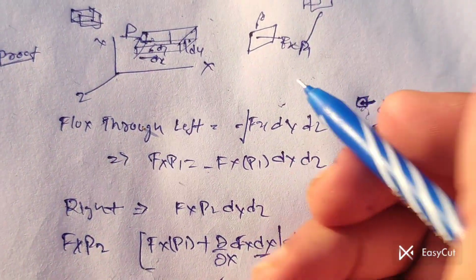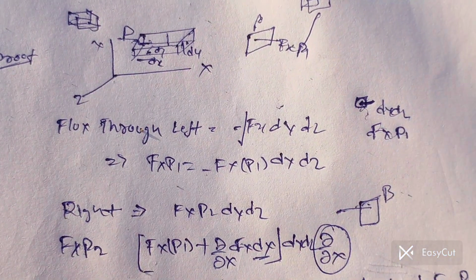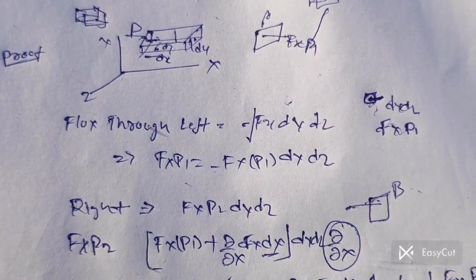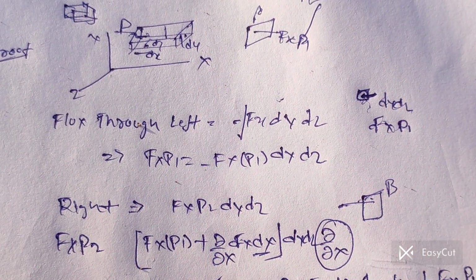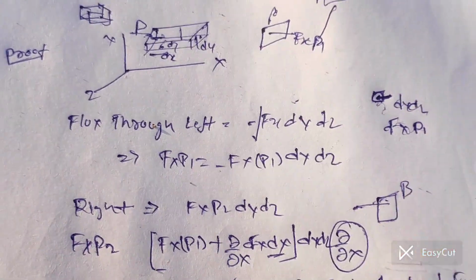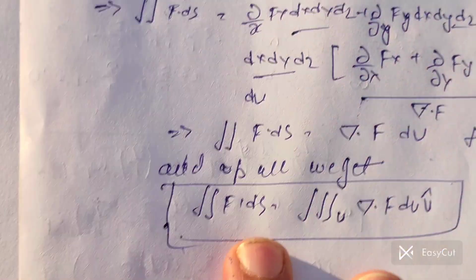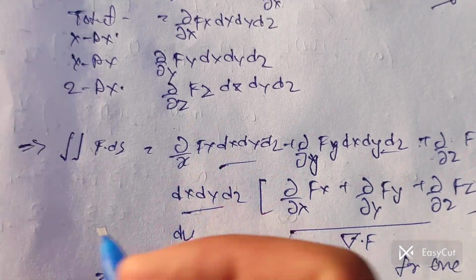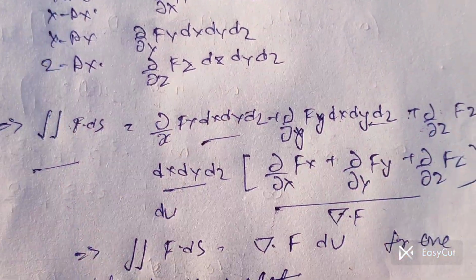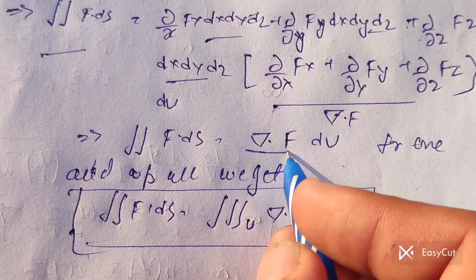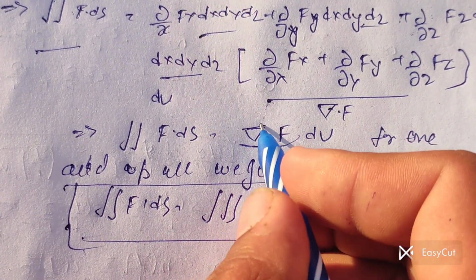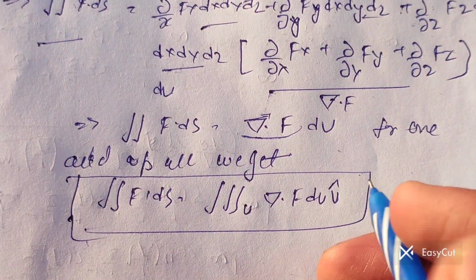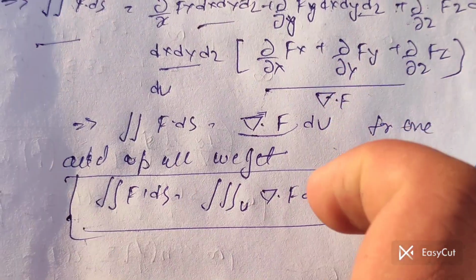Again, first we found the flux through the left face, the x component, and then through the right face, and then through all sides. The overall sum becomes the surface integral, and when we calculate again, it becomes the divergence of F. So overall this is the Gauss theorem proof.